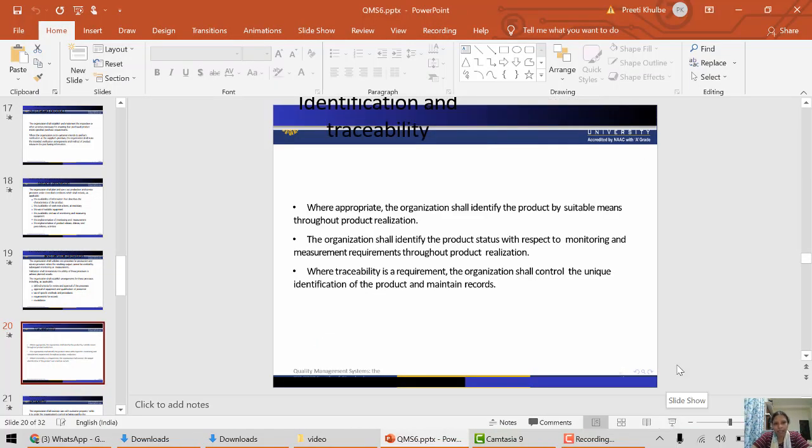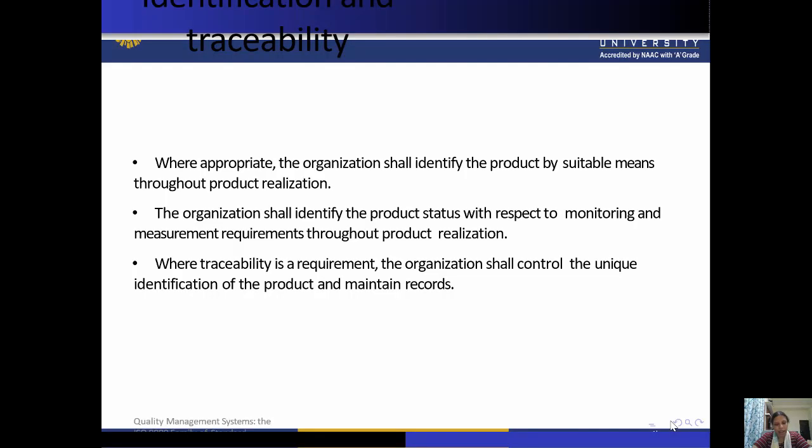Now next is identification and traceability. So identification and traceability in QMS involves that, where appropriate, the organization shall identify the product by suitable means throughout product realization. The organization shall identify the product status with respect to monitoring and measurement requirements throughout product realization. Where traceability is a requirement, the organization shall control the unique identification of the product and maintain the records.